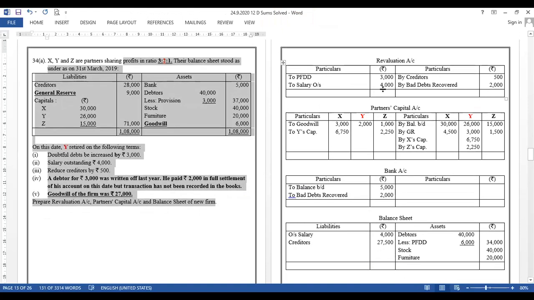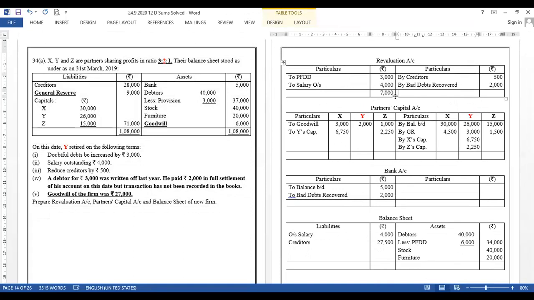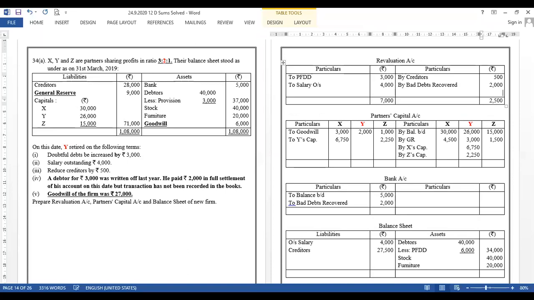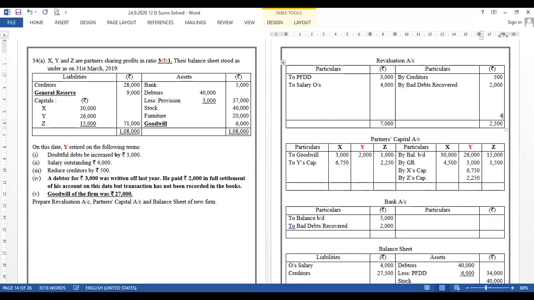Revaluation account, debit side seems to be more now. This is 7,000 and over here this is 4,500. Difference is 2,500. So let me write over there by partners' capital account. This is a loss this time. Okay, this is X, Y, Z. So 4,500 in the ratio of 3:1:... 2,250, 1,500 and 750.